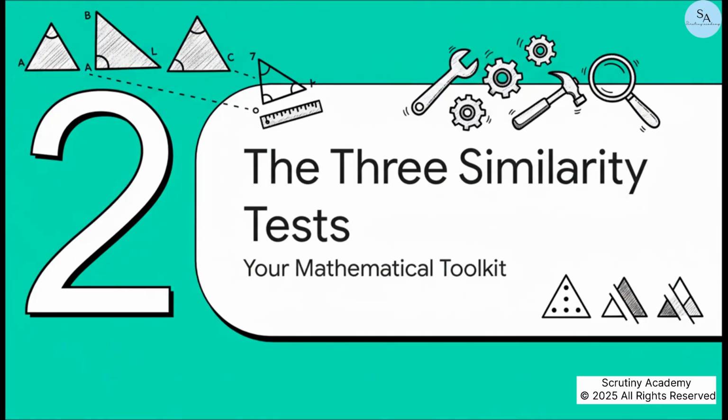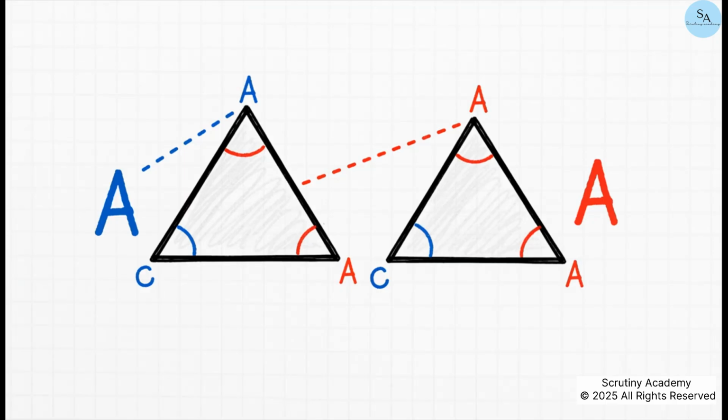So, how do we prove 2 triangles are similar without having to check every single angle inside? That would take forever, right? Well, that's where these next 3 tests come in. Think of them as your essential toolkit for solving any similarity problem. Our first tool is angle-angle, or AA similarity. And honestly, this is the one you're going to use most often. It's the simplest and, a lot of the time, the most powerful test you've got.